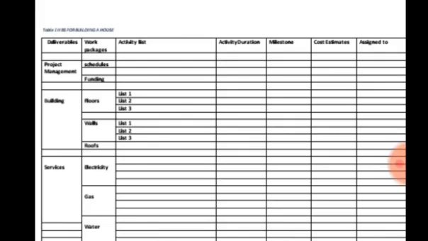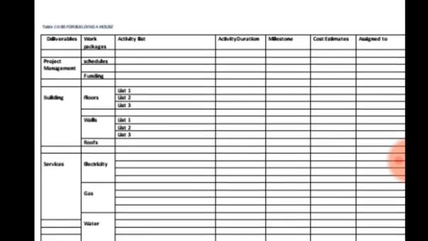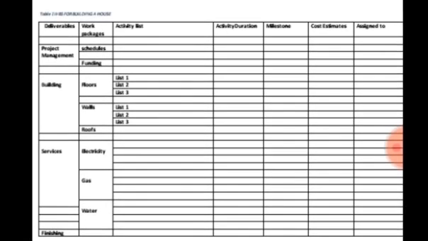So this is a WBS form, which further elaborates on the whole WBS structure. In the form, you have the deliverables, the work packages, the activity list, the activity duration, the milestone, the cost estimate, and then assigned to. Under the deliverables, you have project management as usual, the building, the services, and the finishing. Then under the work packages, for project management you have the work schedule and then the funding. For the building, the first work package is the floor.